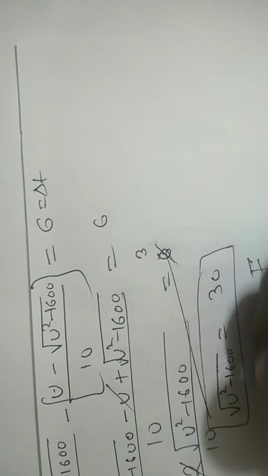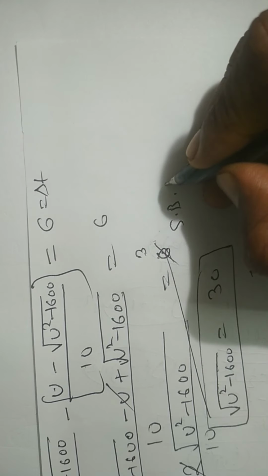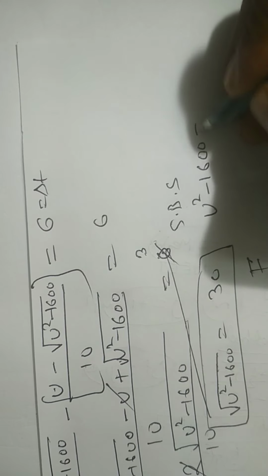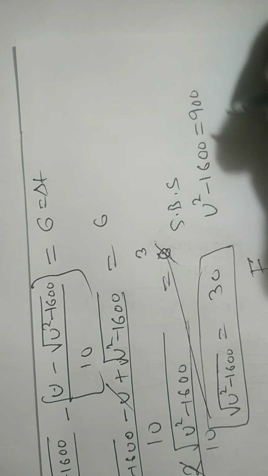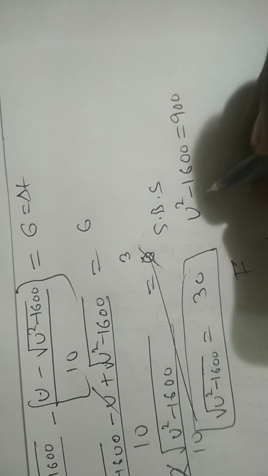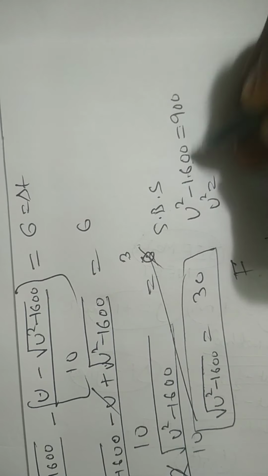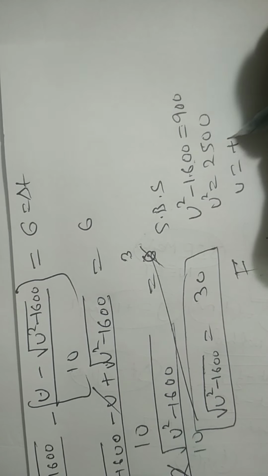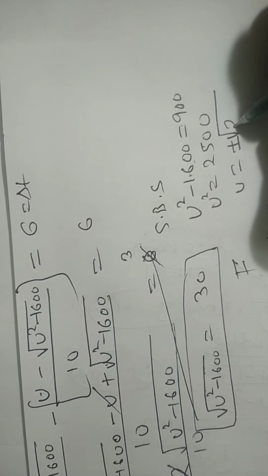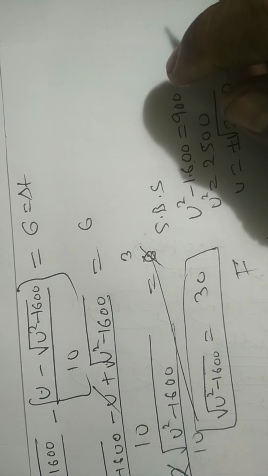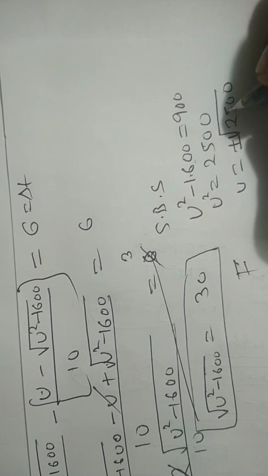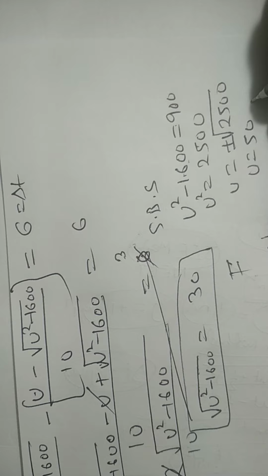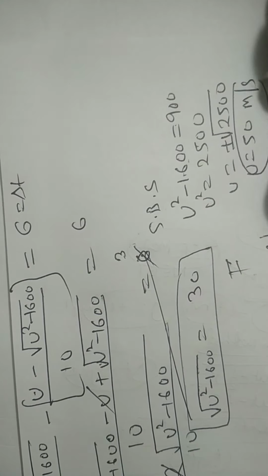How do you solve it? Squaring on both sides. u square minus 1600 is equal to 900. Is it or not? So simple. So u square, the 1600 goes that side, 900 plus 1600 is 2500. So what is u? Plus or minus root over 2500. What will that be? Simple. Root of 25 and root of 100, so it is simply 50. u is equal to 50 meters per second.